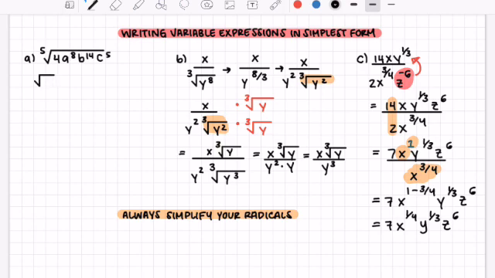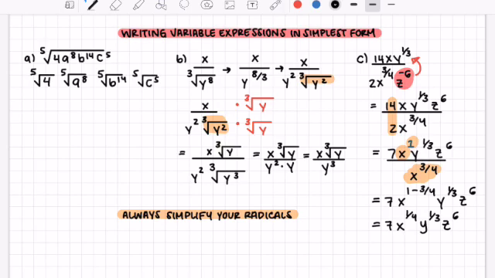So we have here the fifth root of 4. We also have here the fifth root of a to the power of 8. We also have the fifth root of b to the power of 14. And we also have the fifth root of c to the power of 5.